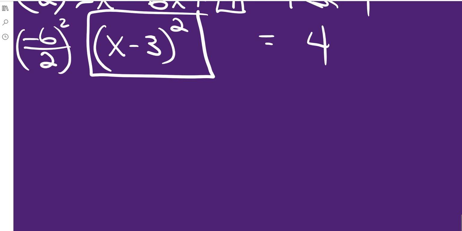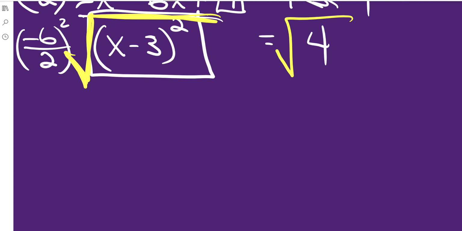Okay, proceeding, x minus 3 squared equals 4. I'm going to take the square root of both sides now. Let me get a different color. Square root of both sides. And I'm going to have x minus 3 equals the square root of 4, which is plus or minus 2. And to get the x by itself, I'm going to add 3.